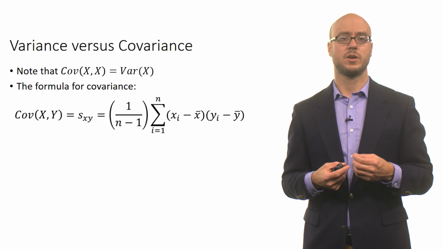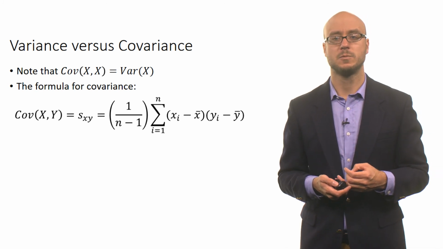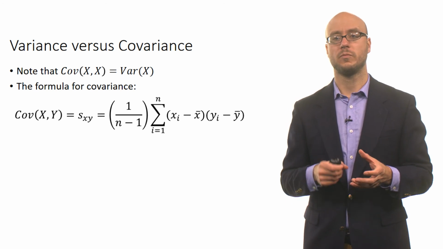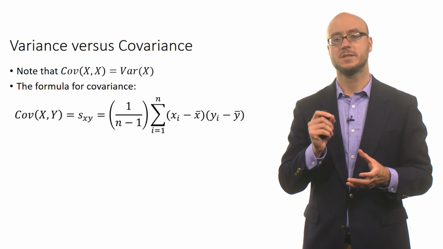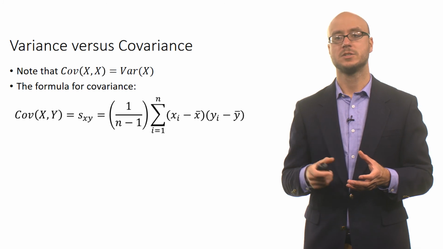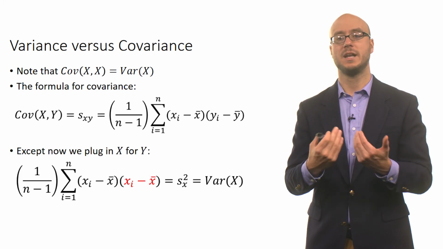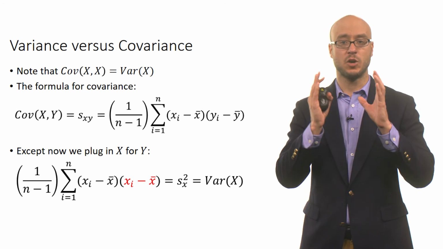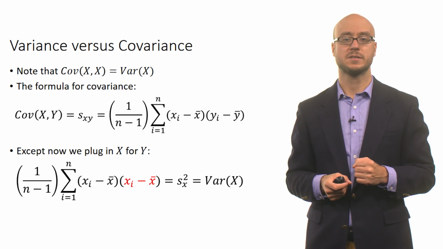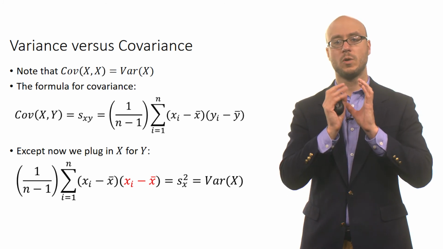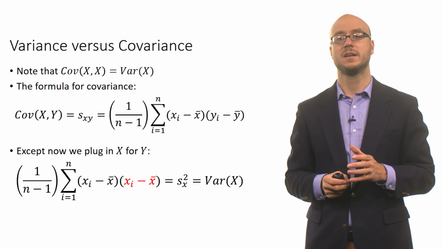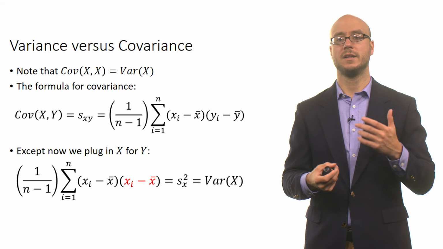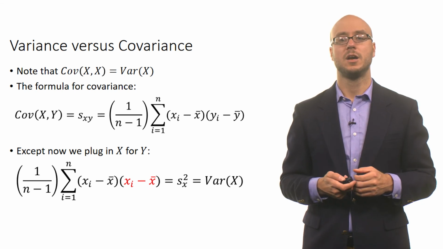Here's the formula for the covariance in a sample between x and y. What happens when, instead of y minus y bar, we use x minus x bar? In essence, we plug in x for y, and we have a calculation that is equivalent to the variance of x. So one way to think about variance is, in fact, the covariance of a variable with itself.